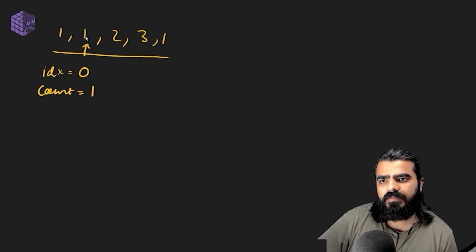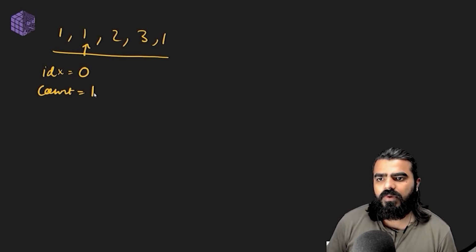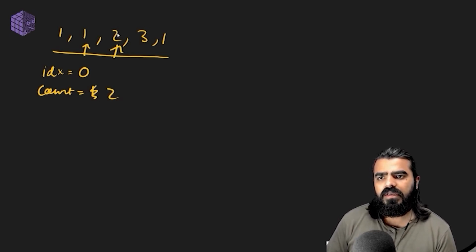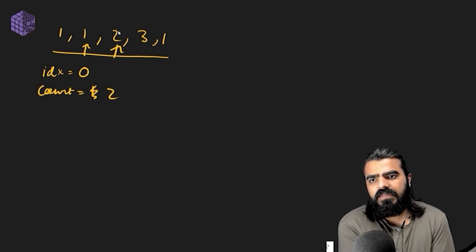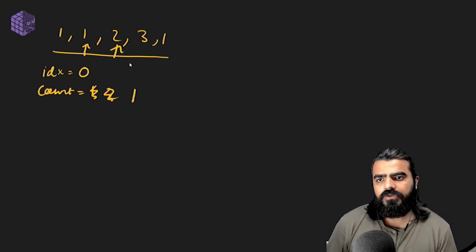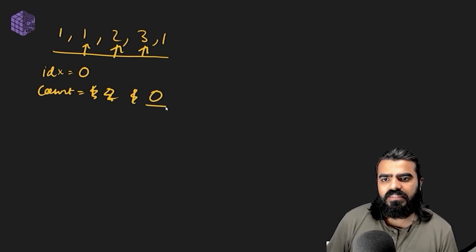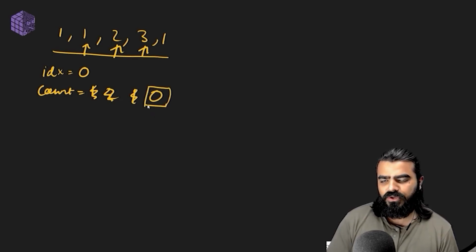Since this element's value is the same as the current contender's value, we'll increase its count. So count will become 1 plus 1, 2. Now we go over here, this is 2, so its value is not the same as the current contender's value. We'll decrease the count, it will become 1 again. After this, 3 has come. Its value is not the same as the current contender's value, so the count is decreased again, and it becomes 0.